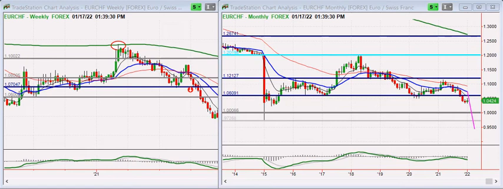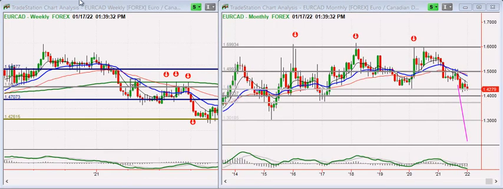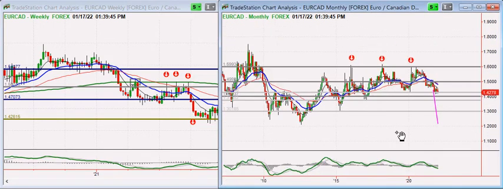Now let's have a look at the CAD, euro CAD. Euro CAD is a little special because we've got a triple top here. The third top again here is a coronavirus spike, the fear spike bar. The CAD has been showing strength for quite some time here against the euro.